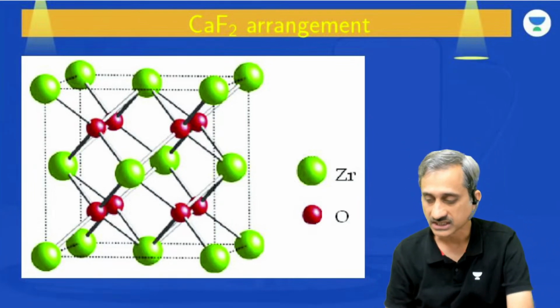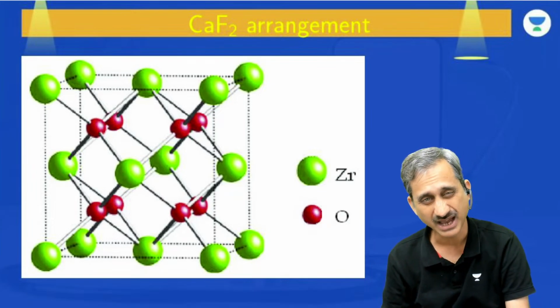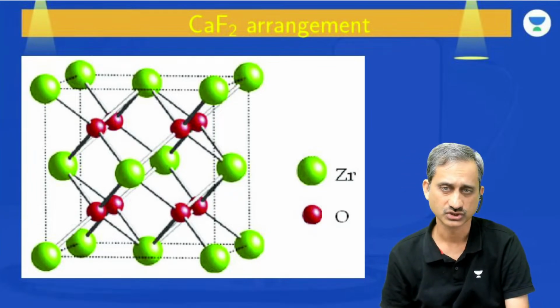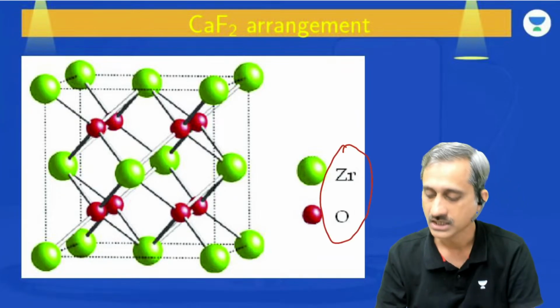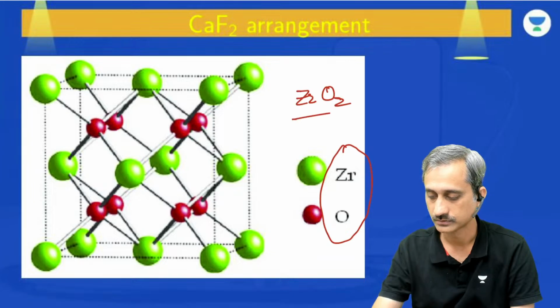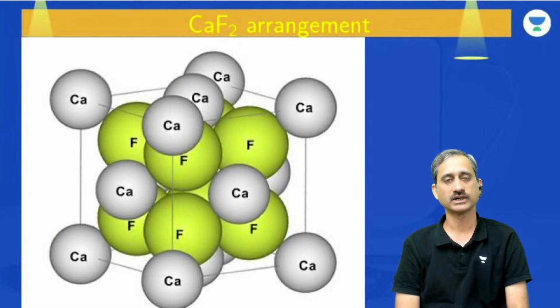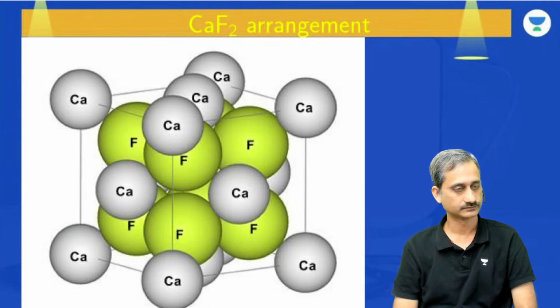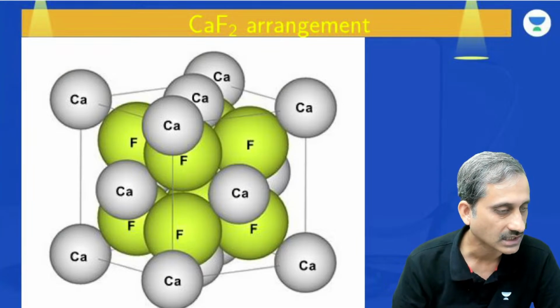Now, this is also a zirconium oxide arrangement. Zirconium oxide arrangement is the same as the calcium fluoride arrangement. So, zirconium oxide arrangement is also the calcium fluoride arrangement. ZrO2. Okay. Now, this is how the calcium fluoride arrangement looks like. Last question was the number of unit cells.